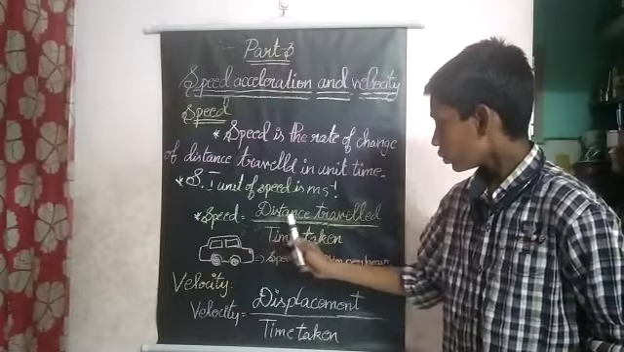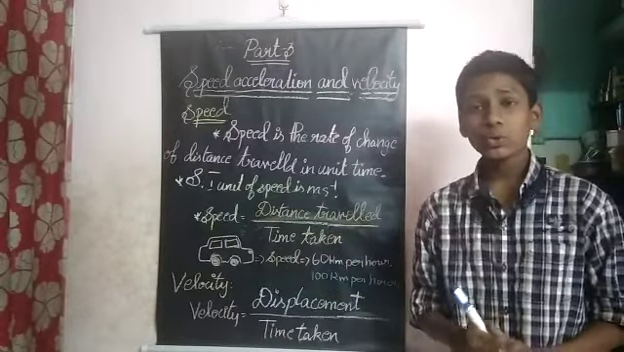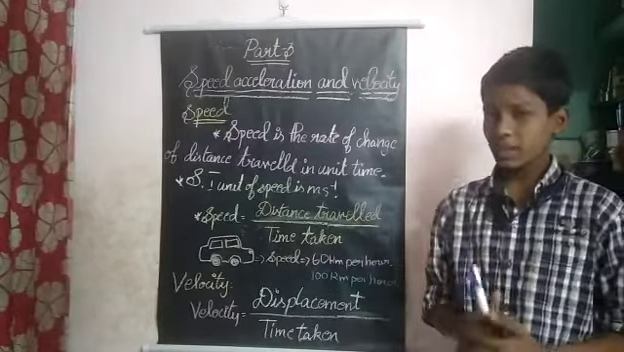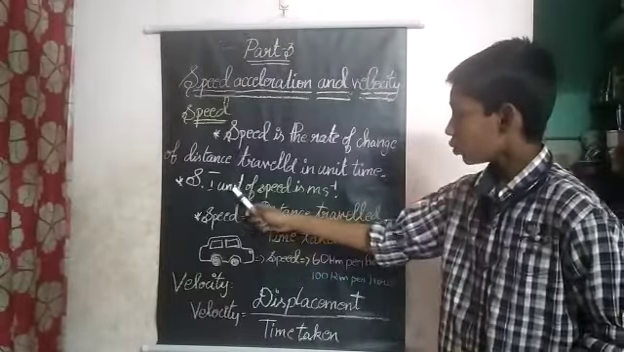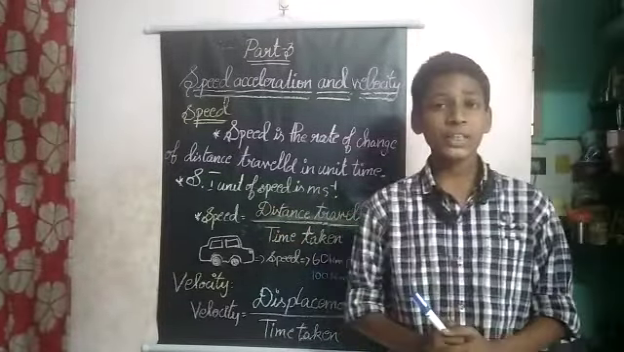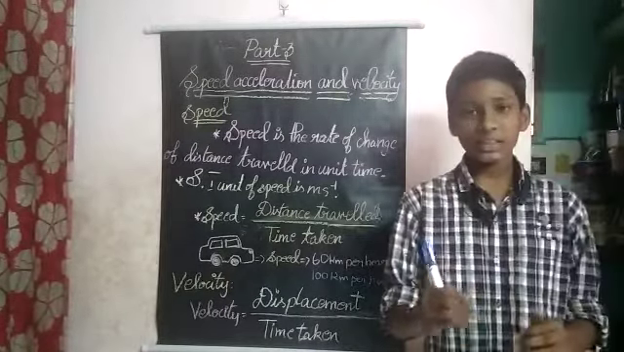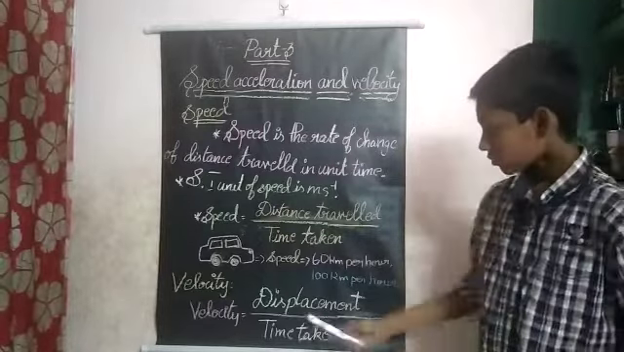Speed is equal to distance travelled by time taken. The SI unit of speed is m s^-1. This is speed. Now we can see about velocity.